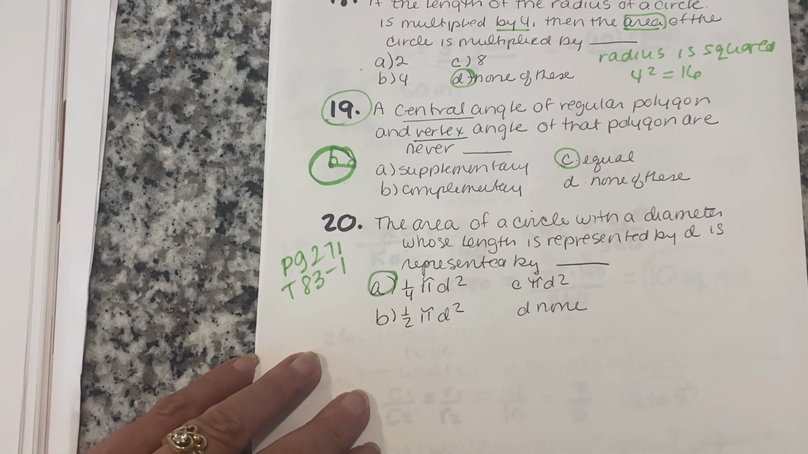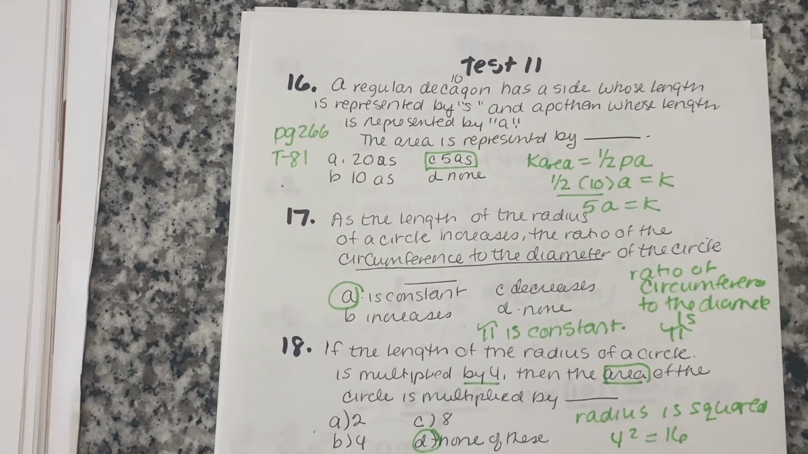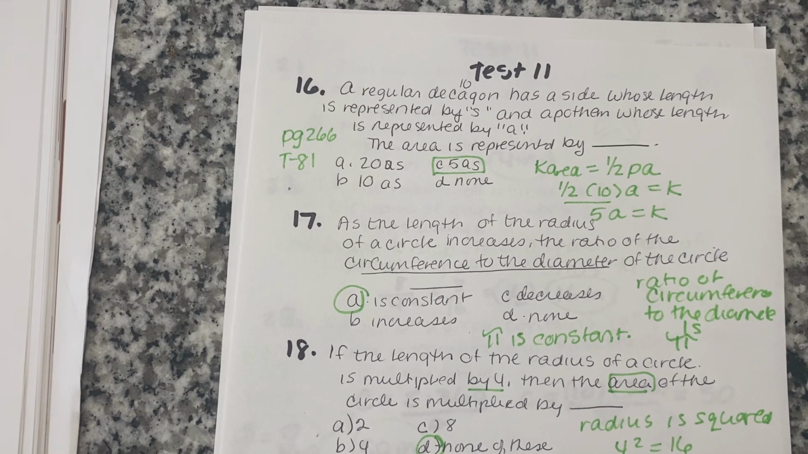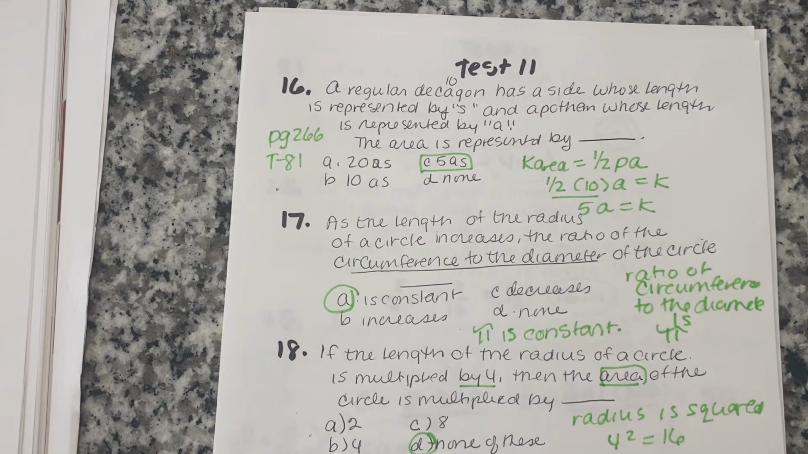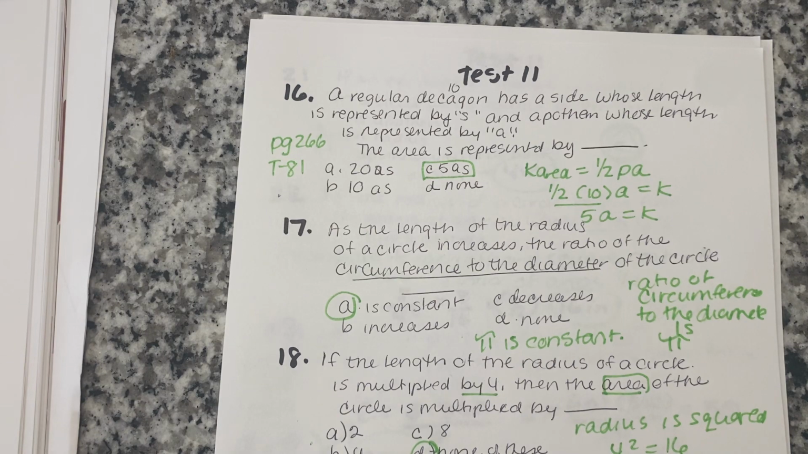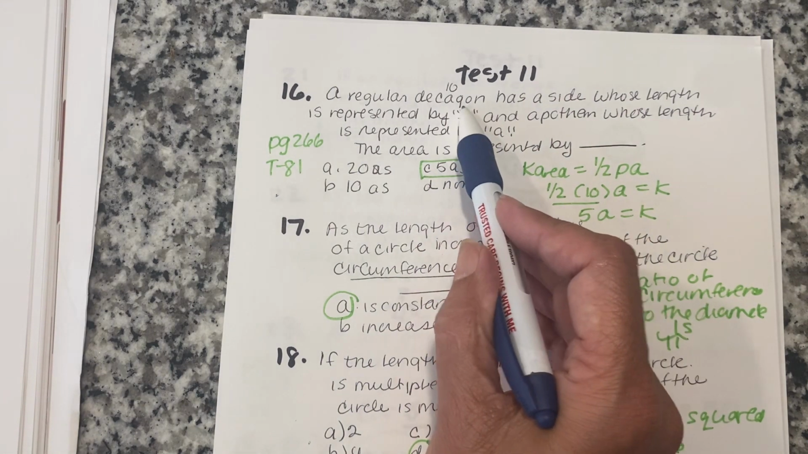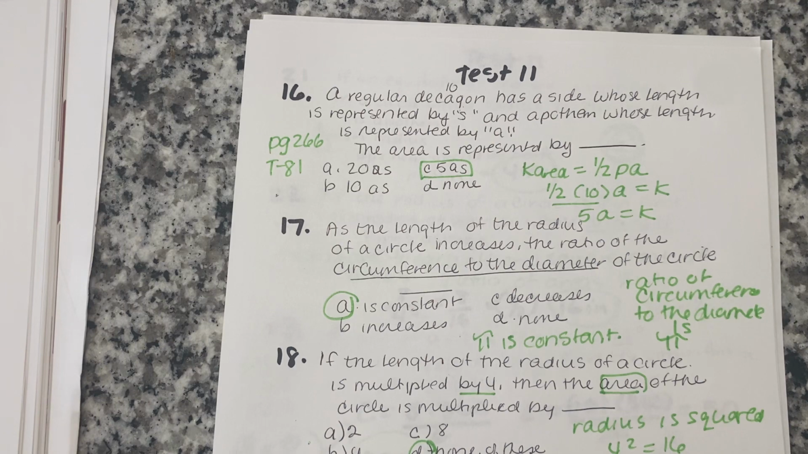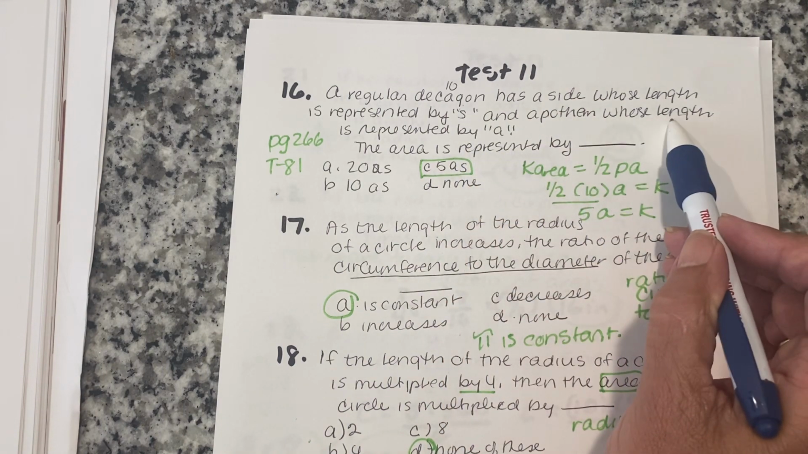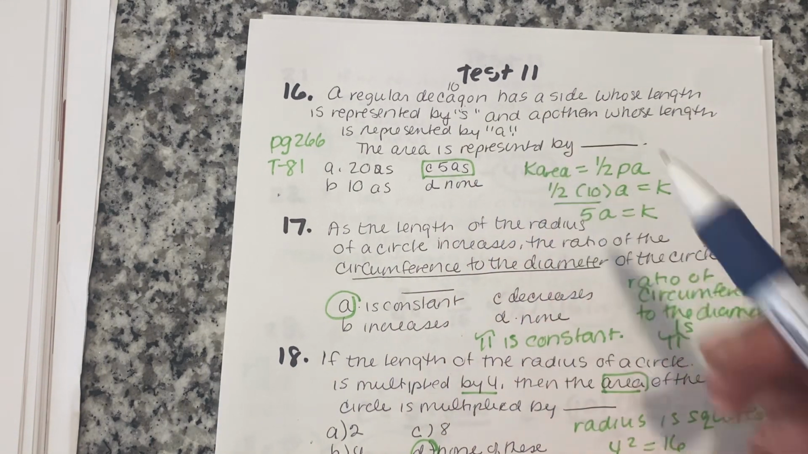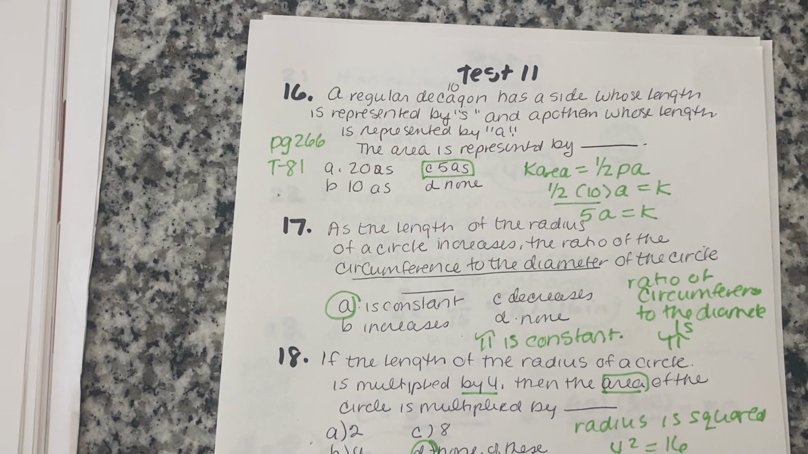Okay, now let's do some of the multiple choice with number 16. We're just going to go up to number 20, and then we're going to do the others on the other test. I don't think we'll get to the end of the test on this one. We might. A regular decagon, what's a decagon? It has 10 sides. It's regular, so its sides are equal. It has a side whose length is represented by S, and an apothem, whose length is represented by A. The area is represented by what? So this is kind of tricky.